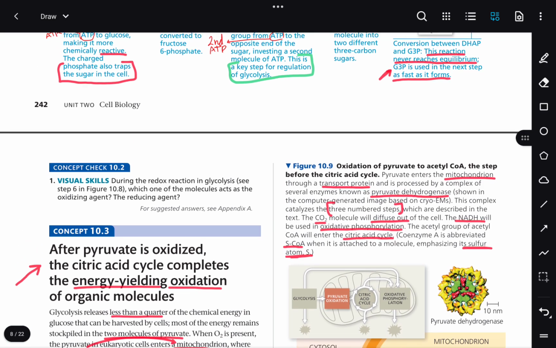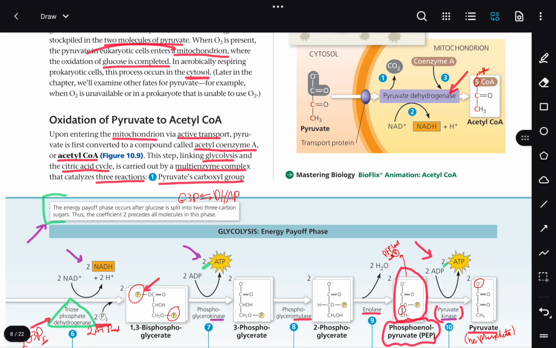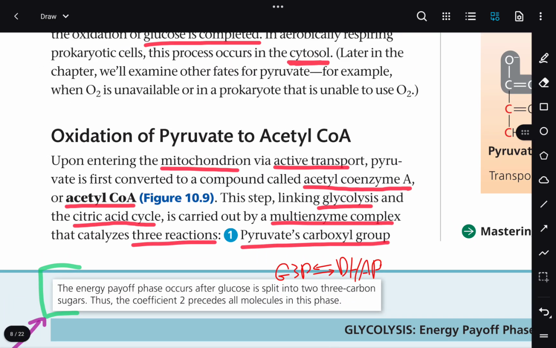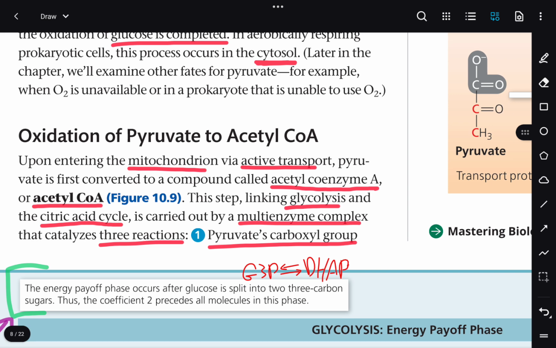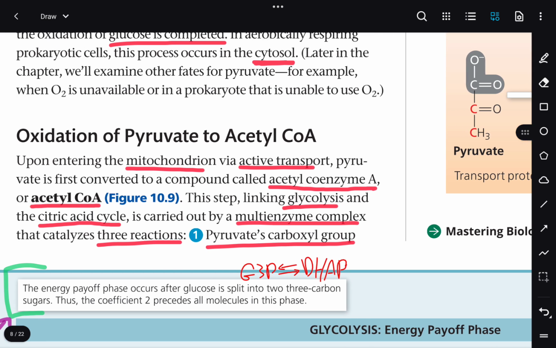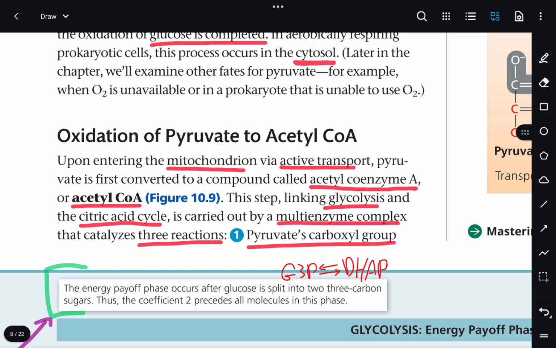What can we say about the oxidation of pyruvates? Just a few ideas. The pyruvate actively enters the mitochondrion, and it will form acetyl coenzyme A. The oxidation of pyruvates in order to form acetyl coenzyme A will release CO2. That's one.